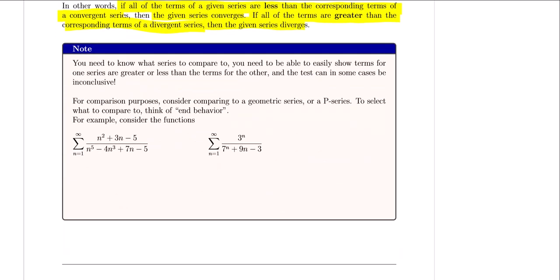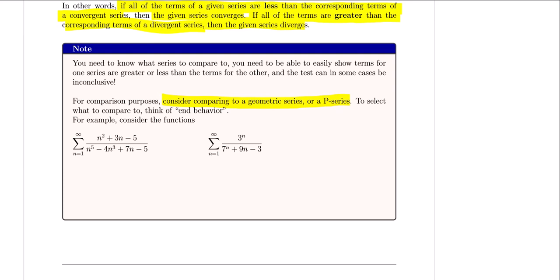Now, before we take a look at a couple of examples, I want to give you guys a couple of hints and pointers. So we need to know what series to compare to, and you need to be able to easily show the terms for one series are greater or less than the terms for the other. And the test can in some cases be inconclusive, so in that scenario, we would need to use other tests. Now, when handling the comparisons, I would consider comparing to a geometric series or a p-series. Those are normally the easiest scenarios.